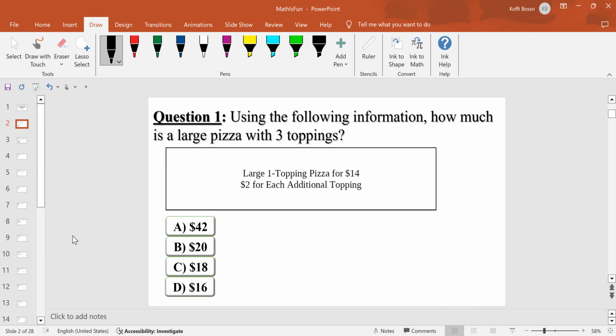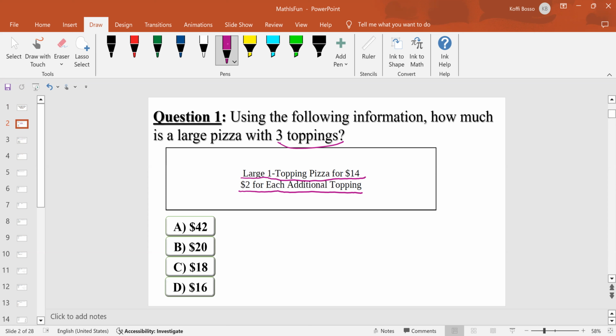Why? Because here they ask you for the price, right? When you have 3 toppings, but the indications here said what? Large, okay? 1 topping pizza, you pay $14. $2 for each additional topping. $2 for each. So if I need 3 toppings, right?